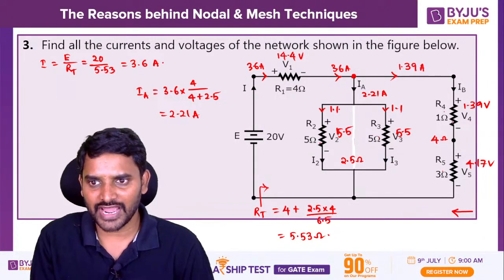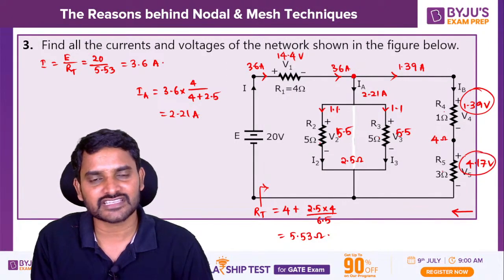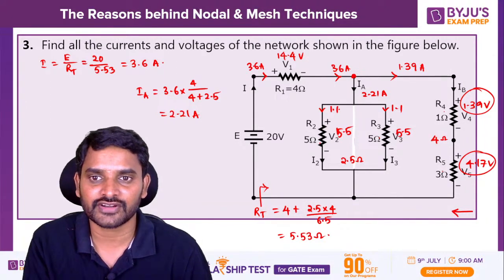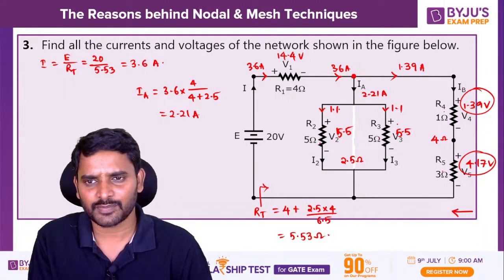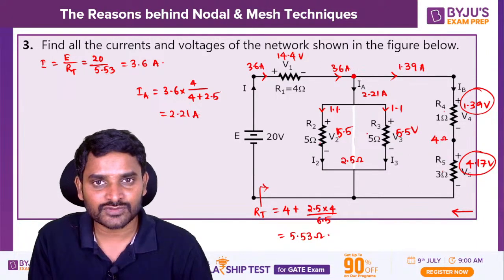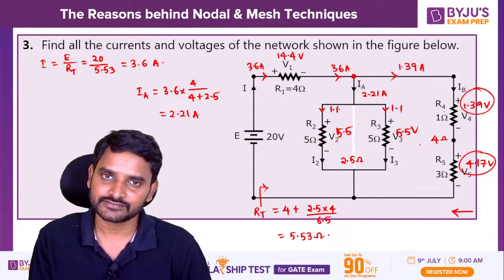Okay. So if you add up these two, 1.39 is almost 1.4, and 4.17 is about 4.1. So 1.4 plus 4.1 will be 5.4 or 5.49 approximately, the rough voltage. Because this one and this branch are in parallel, the voltage must be the same.